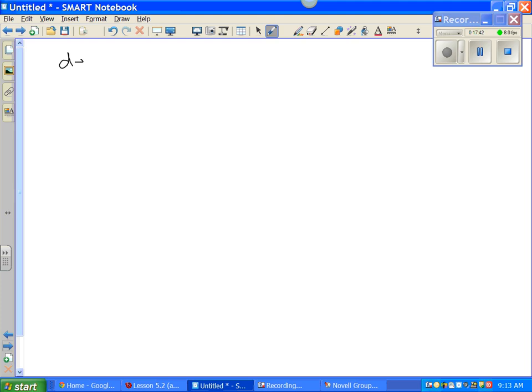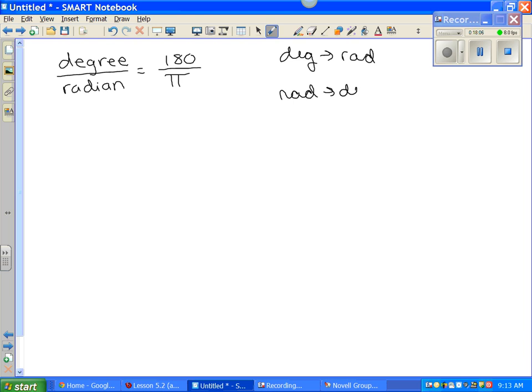We're going to do degrees over radian equals 180 over pi. Okay? And this will work for conversion between degrees and radians or radians to degrees. Either way, it will work. Okay, so degree to radian or radian to degree. Either way. Okay?